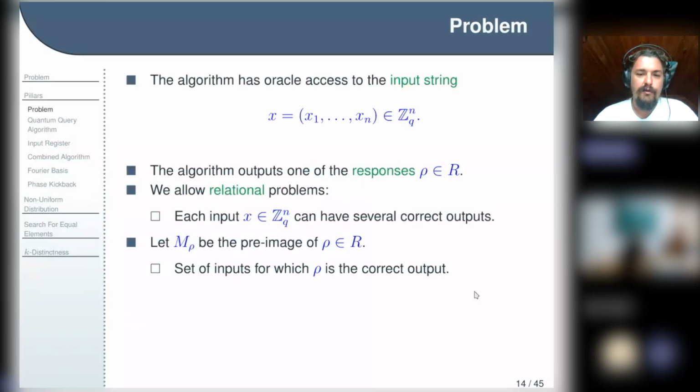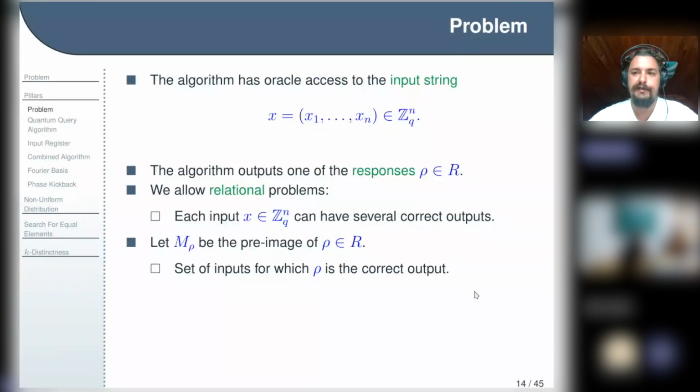Okay, so this framework can be used for other problems, not just k-distinctness. You assume that the algorithm has oracle access to the input string in some alphabet of size q. So it's very general. And those are, I'm assuming, relational problems.